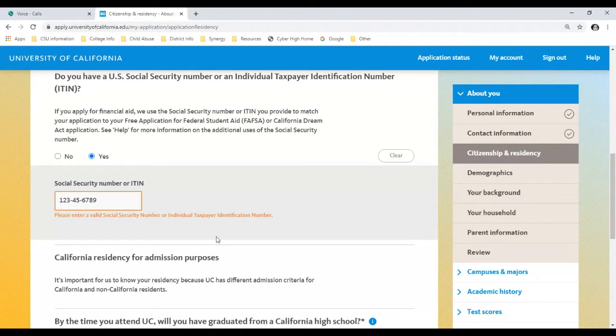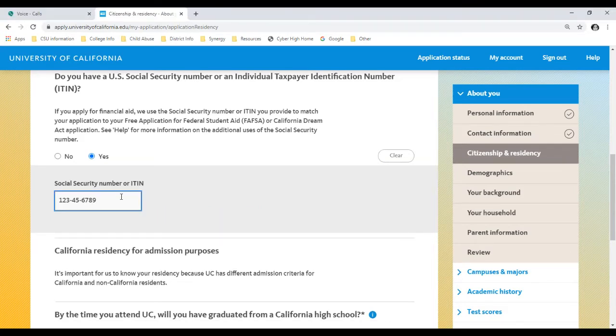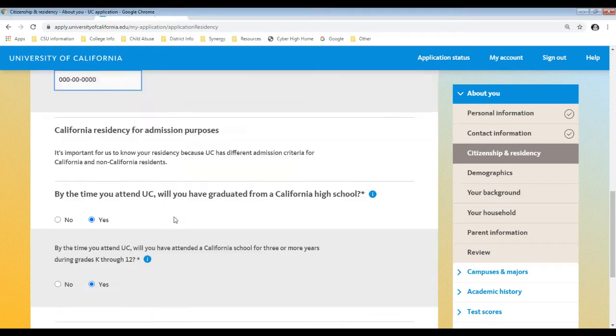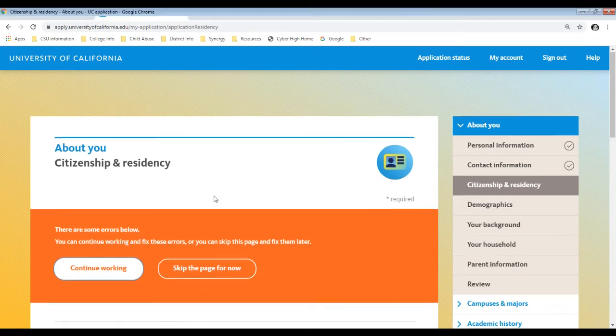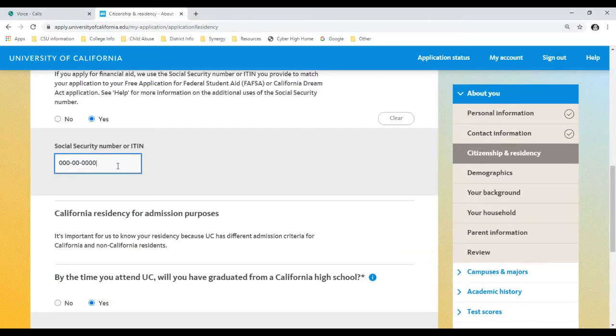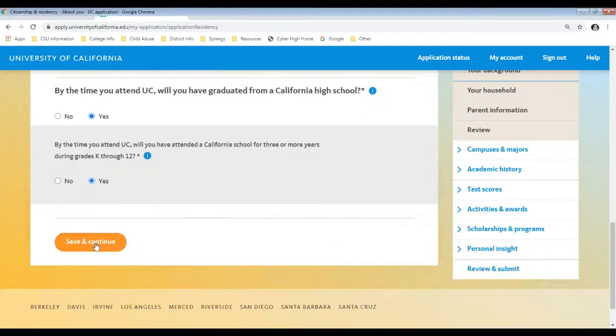It says my social security number is incorrect. So, okay, what I'm going to do is try typing in zeros. That will give me, let's see if it will take it. Let's see, save and continue. It says there are some errors. So let me put a fake one that starts with the number 6. I know that a lot of social security numbers start with the number 6. So let me just use that and see what happens.